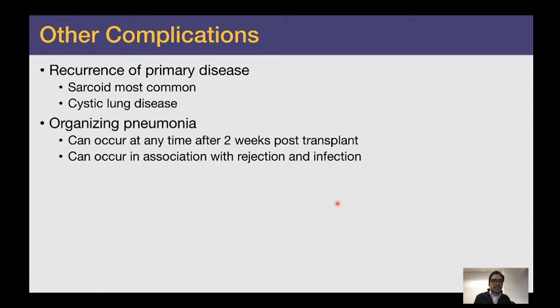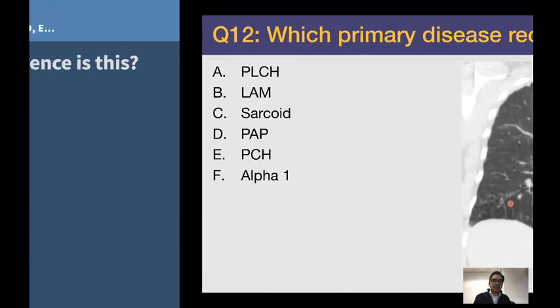Okay, and then miscellaneous complications you can have is recurrence of the primary disease, with sarcoid being the most common. Cystic lung disease is another thing. And then organizing pneumonia is another thing that you can see. Okay, so we're not going to talk too much about that. So I have a few questions for you.